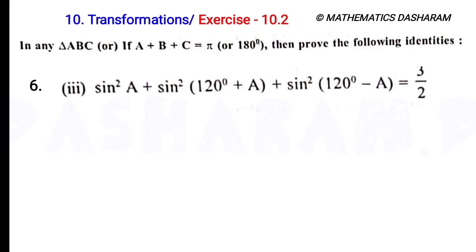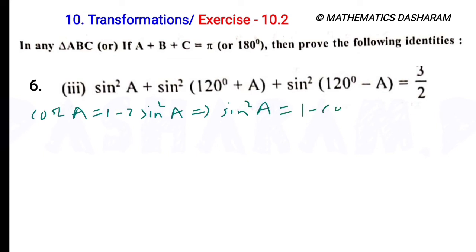Third problem: sin square a plus sin square (120 plus a) plus sin square (120 minus a) equals 3 by 2. We have one formula, that is cos 2a equals 1 minus 2 sin square a. From this, find the sin square a value, that is (1 minus cos 2a) divided by 2. So apply this formula for LHS.